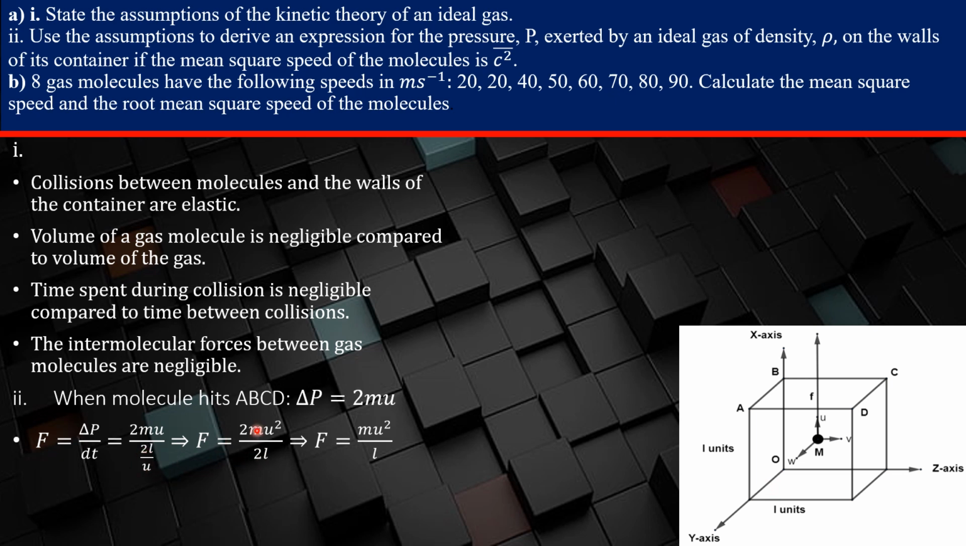So our force now is 2mu squared over 2L when you simplify this expression. So our F is mu squared over L. Now, notice that pressure is force over area. So our pressure by one molecule of gas is basically what? Our force is mu squared over L, our area is L squared, remember that the area here will be L times L. So you have mu squared over L cubed there.